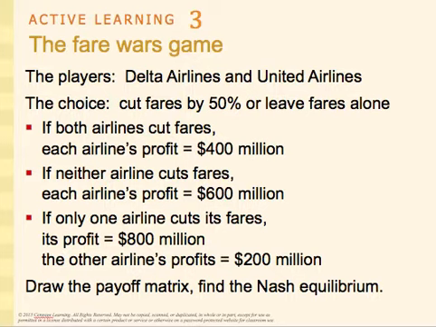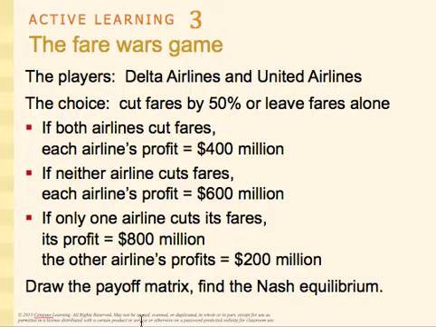The Fare Wars game. The players here are Delta Airlines and United Airlines. Now, this is a great example. The choice is to cut fares by 50% or leave the fares alone. That's their two decisions. If both airlines cut fares, each airline's profit is $400 million. If neither airline cuts fares, each airline's profit is $600 million. So these are some of the payoffs. If only one airline cuts its fares, its profit is $800 million. The other airline's profit is $200 million. We're going to draw a payoff matrix and find the Nash equilibrium.